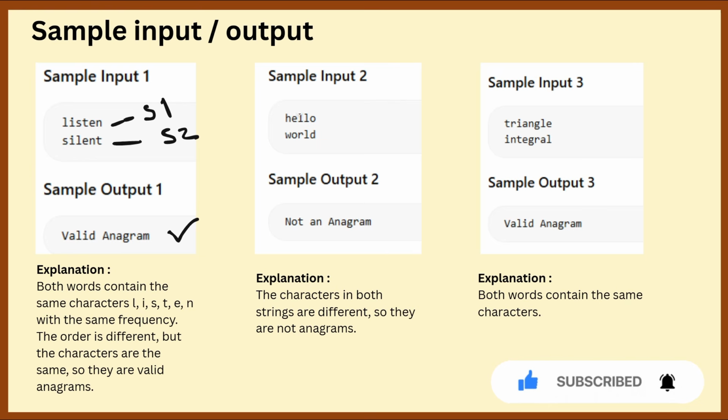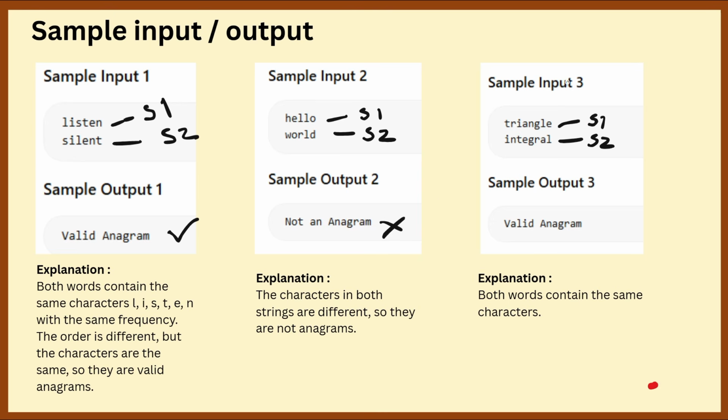Here is sample input 2. Here we take hello as string 1 and world as string 2. If you observe these two words, they are not rearranged versions of each other. The characters in both the strings are different, so they are not anagrams, and we print not an anagram. In sample input 3, we take triangle as string S1 and integral as string S2. If you carefully observe, both the words contain the same characters, so we print that it is a valid anagram.